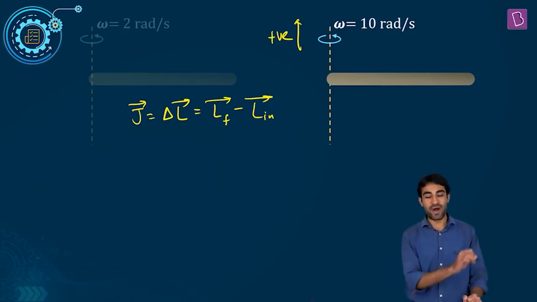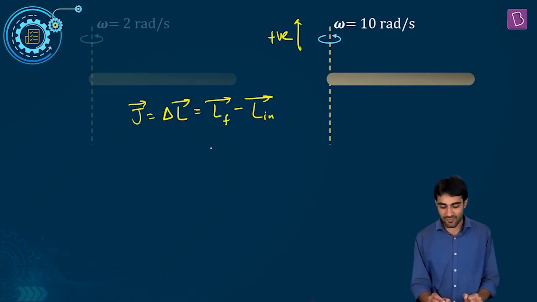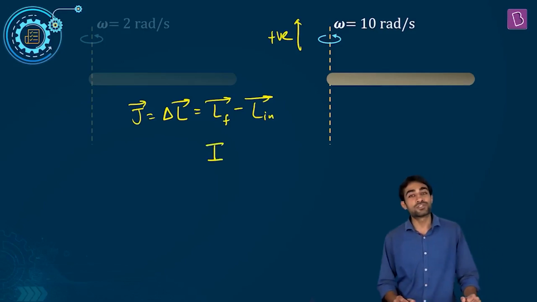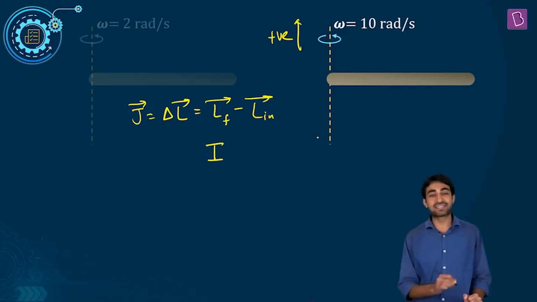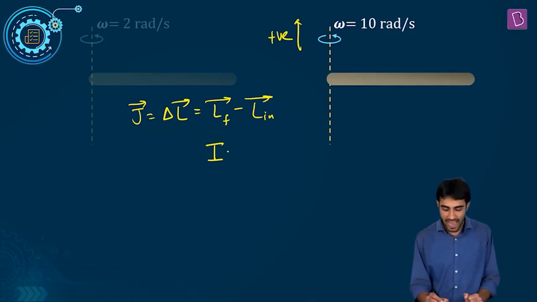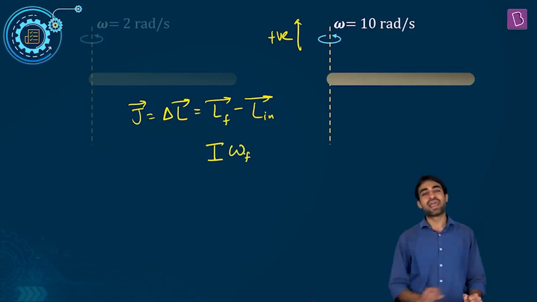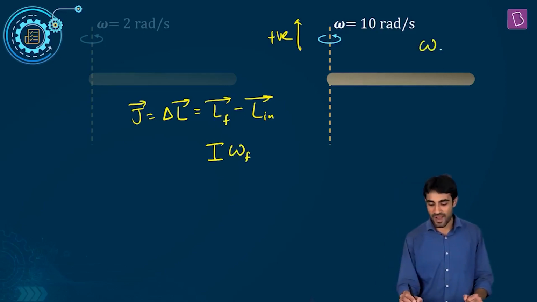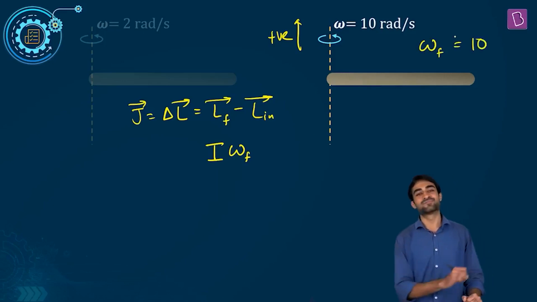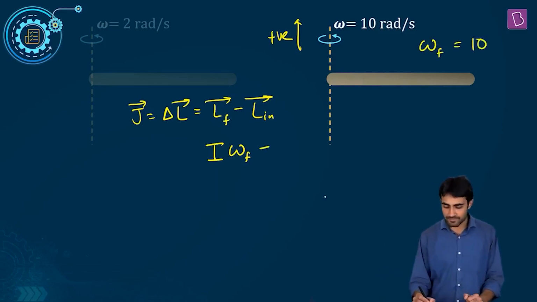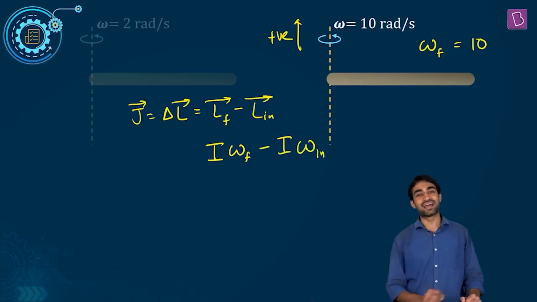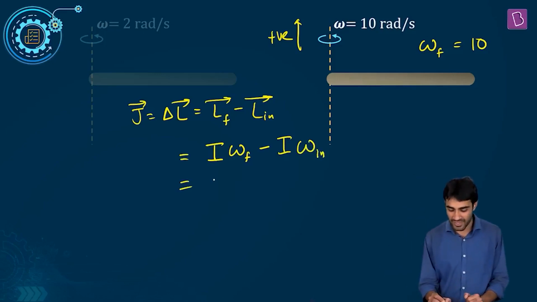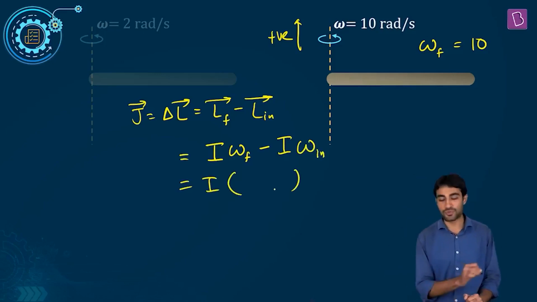Nice. So final angular momentum. For our case, final angular momentum is the moment of inertia of this rod about its axis, which is passing through its end, times omega final. And final angular velocity, as you can see, is plus 10. Omega final is 10. And the initial angular momentum is nothing but the moment of inertia I times omega initial. So we get I times (omega final minus omega initial).